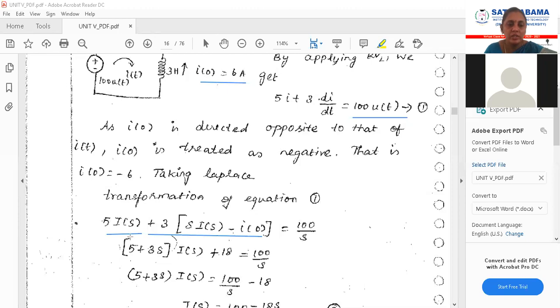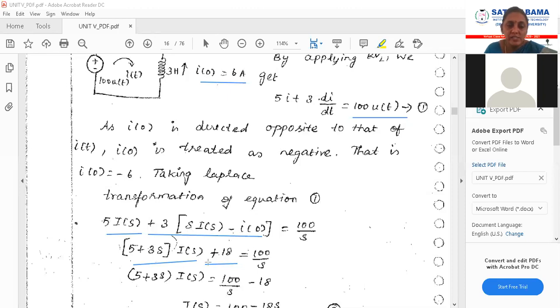Okay, so now rearrange this. I of s is taken outside. So I of s into 5 plus 3s, and 3 into 6, since I of 0 is 6. So you will have it here as 18, is equal to 100 by S.